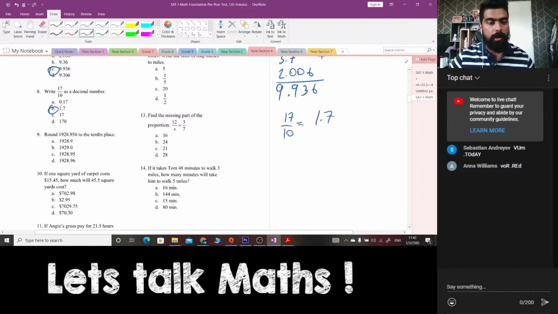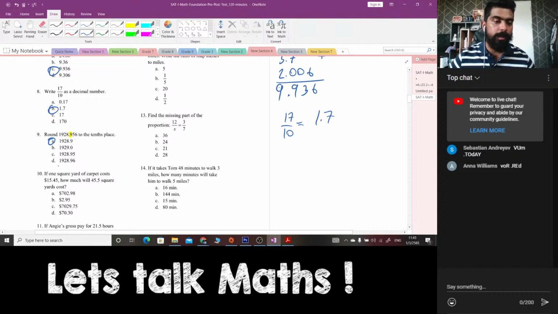Next one, round to the tens place. A tens place means right here, right? So you have to round it to the tens place. So this will be rounded up to the next one, which is equal to 1928.9, because 956 will be rounded off to the 1000, right? So 1000 means we'll round it off to the next whole number.